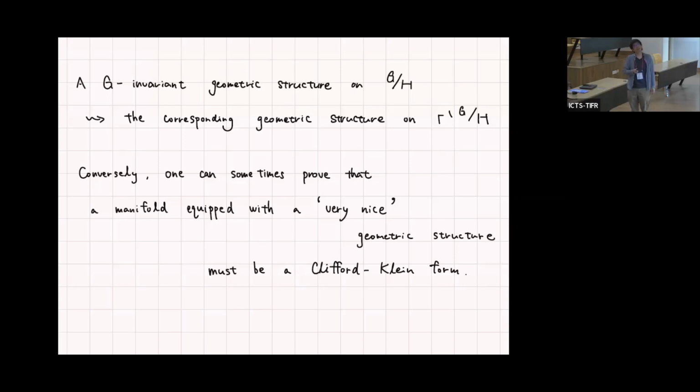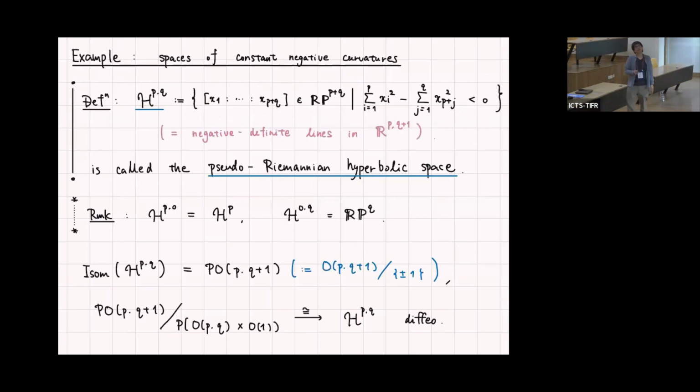Okay, and as explained in Kobayashi's lecture, if you are given a G-invariant geometric structure on G/H, then you can get a corresponding geometric structure on Γ\G/H, like a pseudo-Riemannian metric. And conversely, in some cases, if you are considering a very nice kind of geometric structure, then you can sometimes prove that any manifold with this geometric structure is in fact a Clifford-Klein form. The most important example should be the space of constant curvature. And I'm going to explain the case of negative curvature.